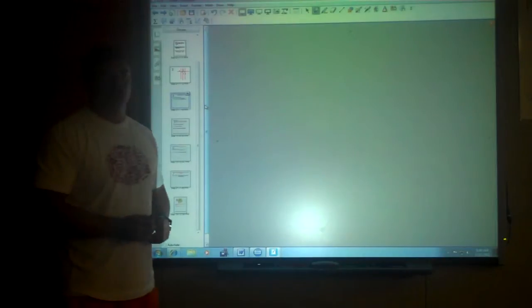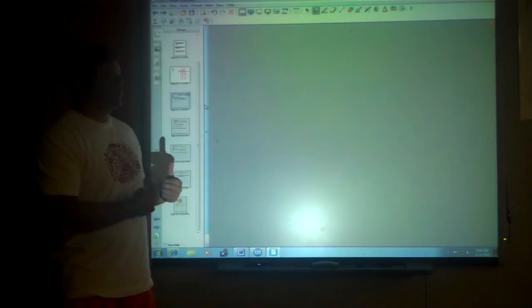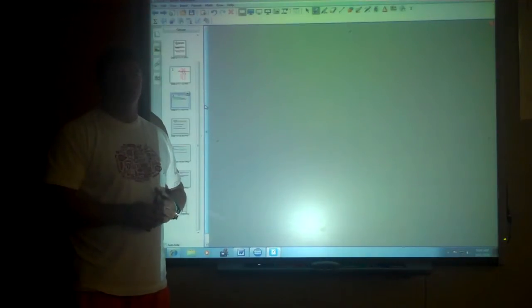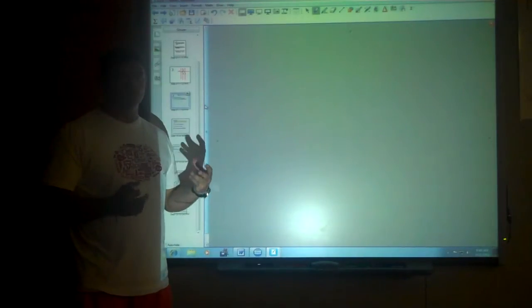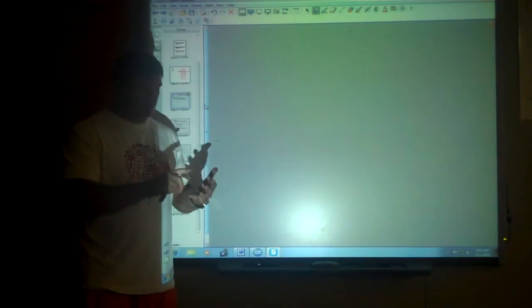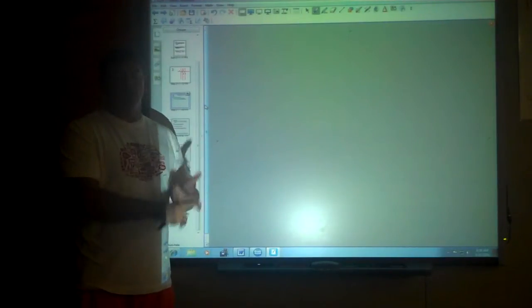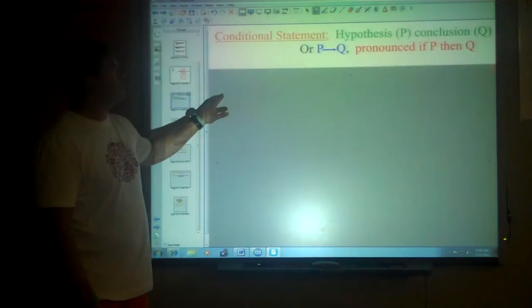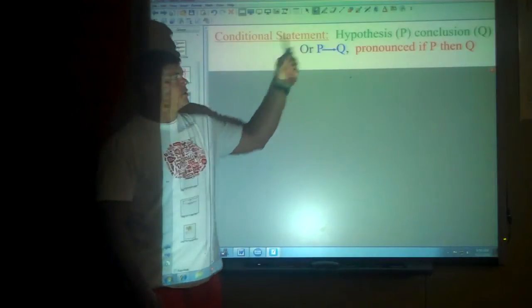Geometry lesson 2-3. Continuing with the discussion about conditional statements and biconditional statements, we actually have some symbols that we can use to abbreviate or symbolically represent the converse, the inverse, contrapositives, conditional statements, biconditional statements. So to start with, we'll look at conditional statement. We still have the hypothesis and the conclusion.